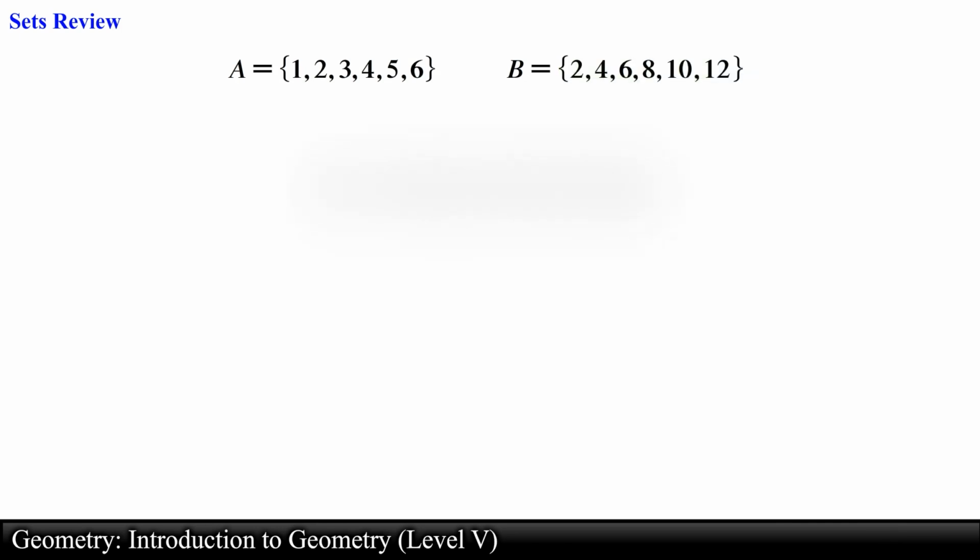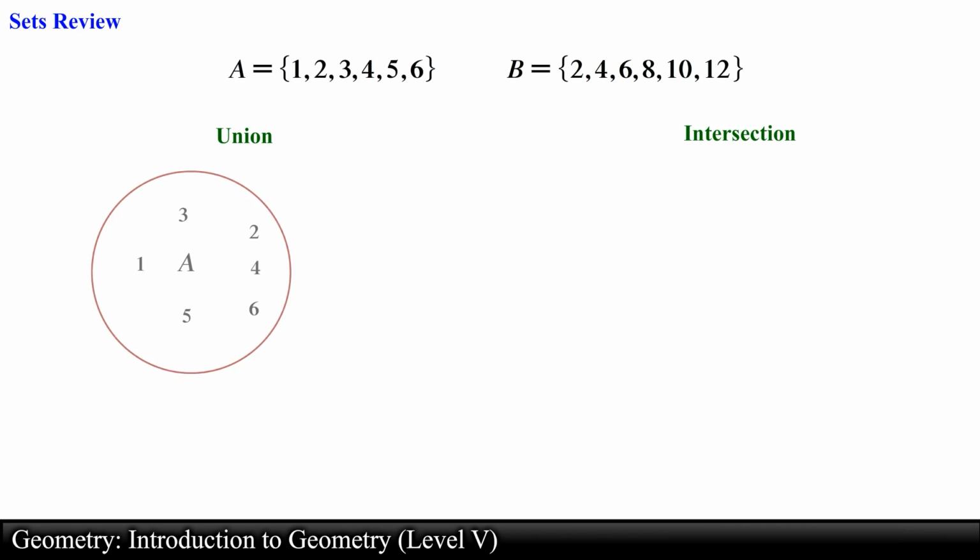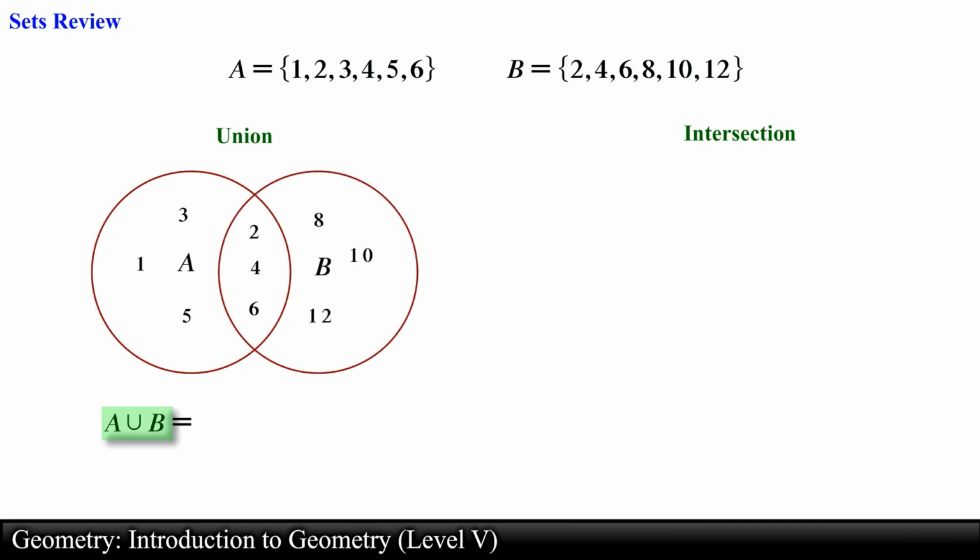When dealing with sets, we are often asked to find the union or intersection between 2 or more sets. If we are asked to find the union between set A and B, we would denote it as follows: A union B. This symbol is pretty easy to remember, since it resembles the letter U for union.